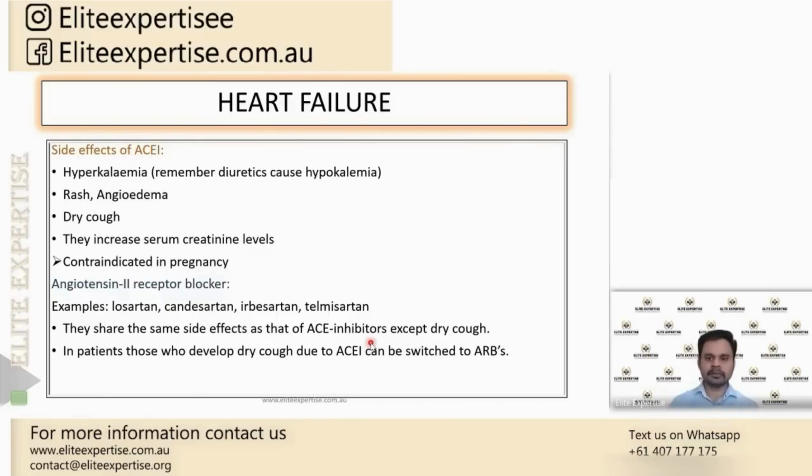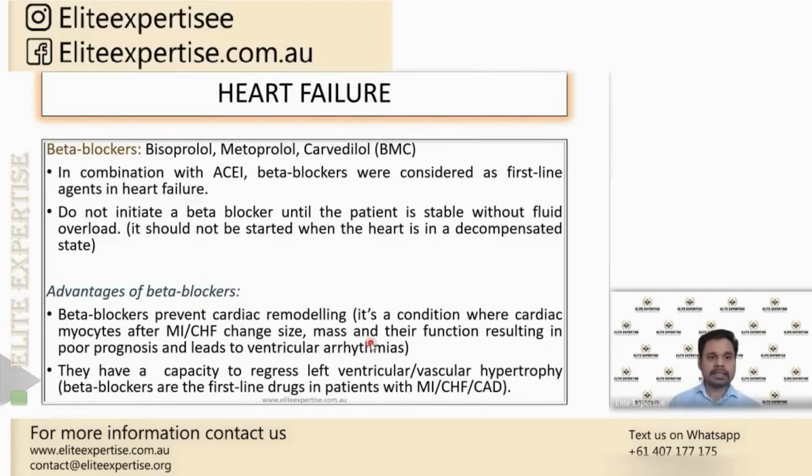Okay. Now, the next class of drugs are the beta blockers. Examples are bisoprolol, metoprolol, carvedilol. Only BMC, that is bisoprolol, metoprolol, and carvedilol, are the beta blockers that can be used in heart failure. And that too, metoprolol, not the immediate release, only the sustained release metoprolol is the drug of choice in heart failure.